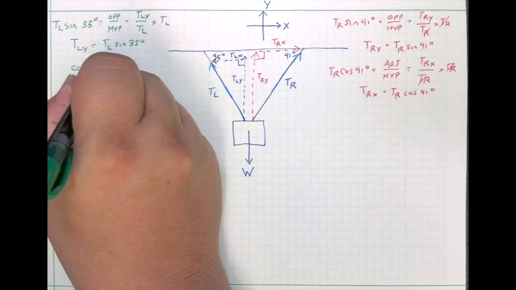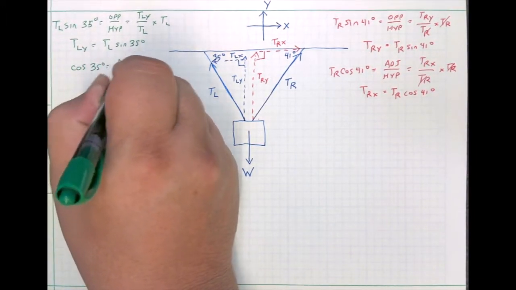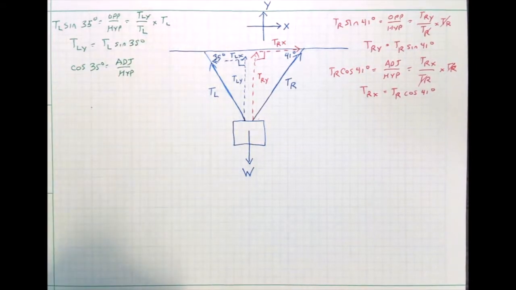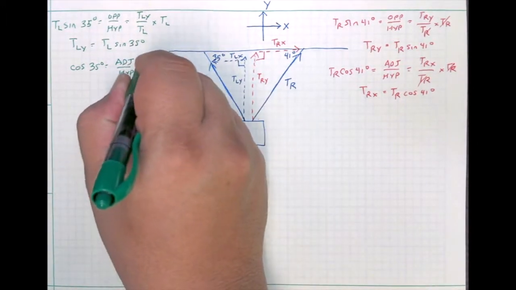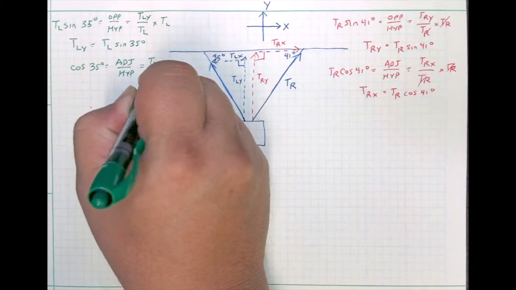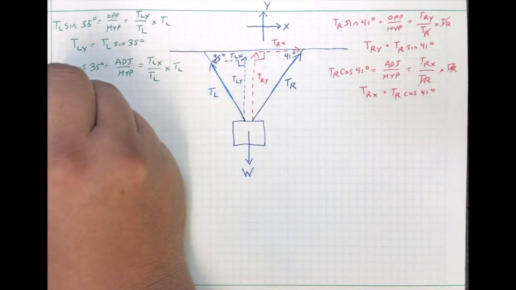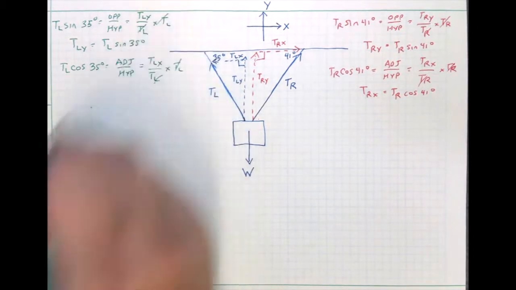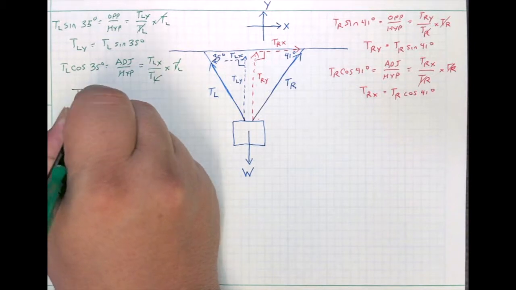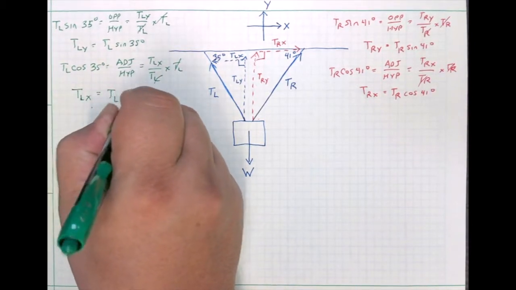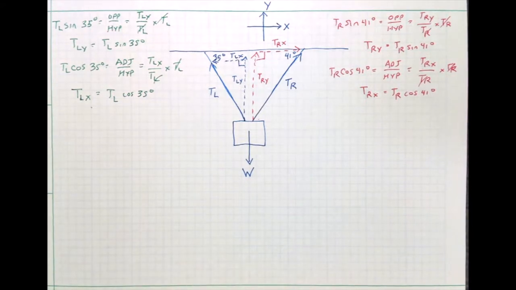Finally, we turn to the cosine function, which is adjacent over hypotenuse. Looking at the 35-degree angle, we see that the side adjacent to the 35-degree angle is TLX. The hypotenuse is TL. As we have done before, multiply both sides by TL. That eliminates the fraction. And now we have our final component, TLX equals TL cosine of 35. So step 3 is completed. We have found components and the formulas for those components.